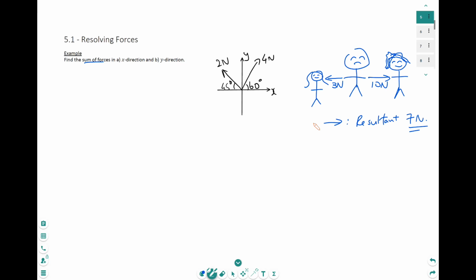Now, same thing here. What about up and down? Remember, we're all sitting on the ground. Sorry, I didn't draw them on the same level, but I hope you get it. The sister's leg is underground, whatever. She's a superwoman.